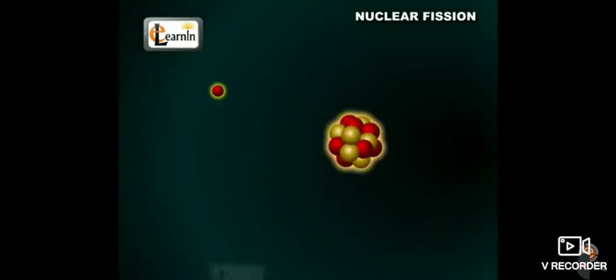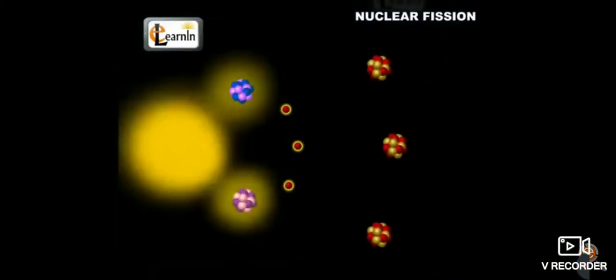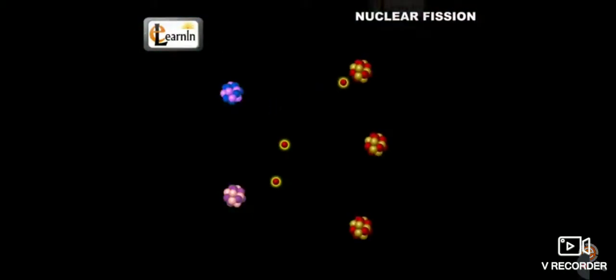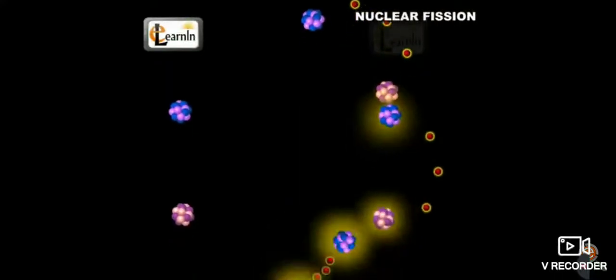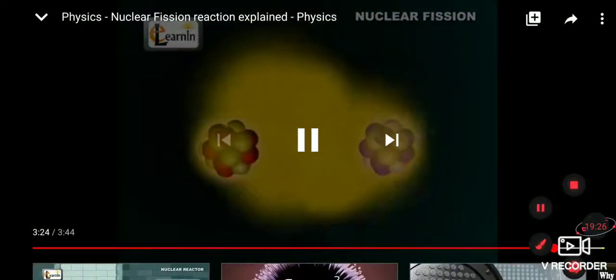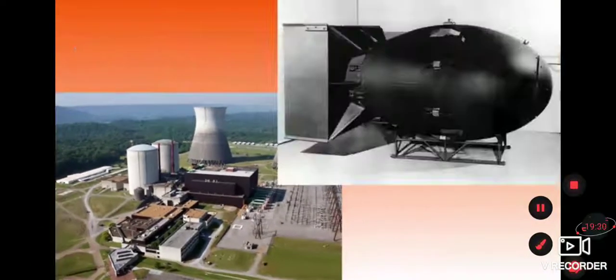Since uranium-236 emits 3 neutrons in the reaction, these neutrons can be absorbed by other uranium-235 nuclei, resulting in a chain reaction. This leads to exponentially high amounts of energy being released by a single reaction. So, in this video, we've covered that nuclear fission reactions result in massive amounts of energy being released. The reaction is used in nuclear power plants as well as nuclear bombs.